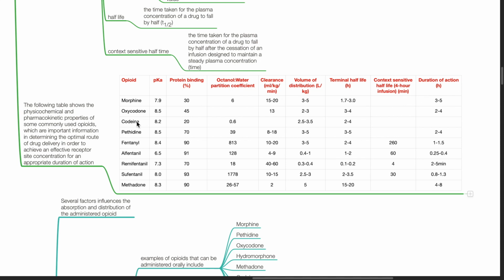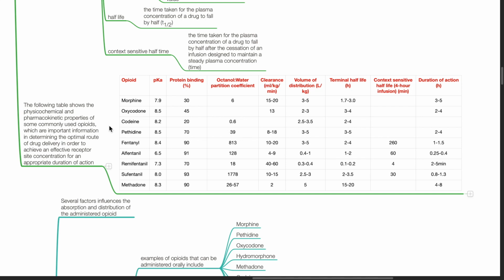For oxycodone, the pKa is 8.5, protein binding is 45%, clearance is 13 mL per kg per minute, volume of distribution 2 to 3 liters per kg, terminal half-life 3 to 4 hours, duration of action 2 to 4 hours. For codeine, the pKa is 8.2, protein binding 20%, octanol water partition coefficient is 0.6, volume of distribution 2.5 to 3.5 liters per kg, terminal half-life 2 to 4 hours.